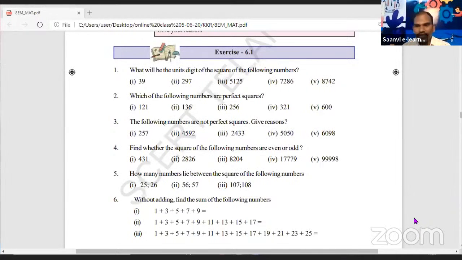Next, see fifth bit. How many numbers lie between the squares of the following numbers? First, 25 square. How much? 25 square equal to 625. Okay.